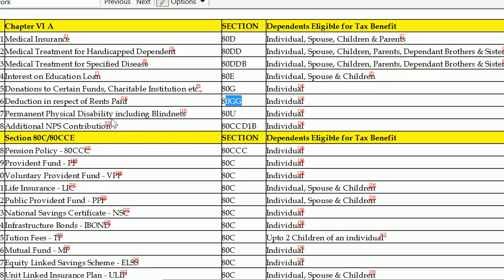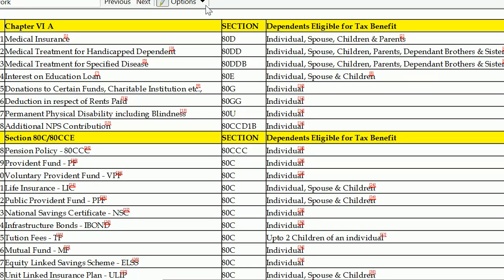Next, additional NPS contribution, the National Pension Scheme. It comes under 80CCD(1B). This is applicable to individuals and is limited to 50,000 rupees. These are some of the best things we need to understand.